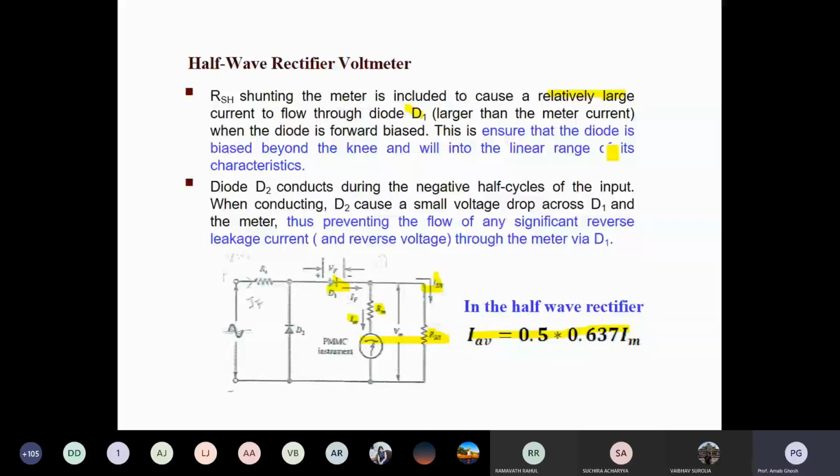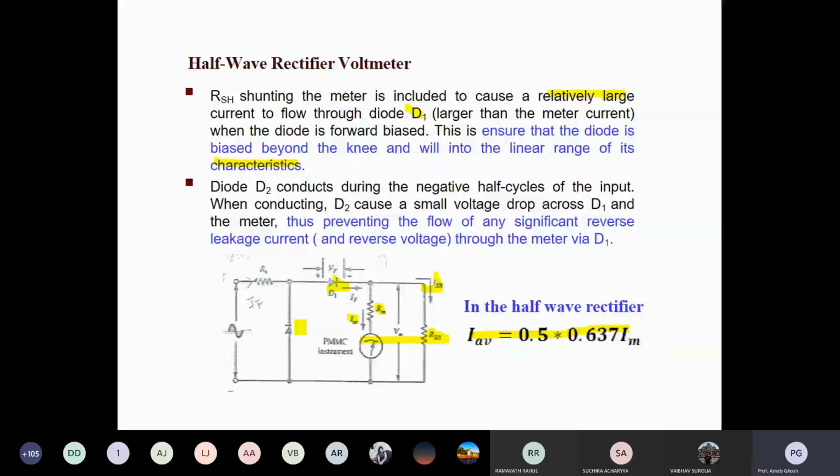Okay, simple thing. The diode D2 conducts during the negative half cycle. For the positive half cycle, this diode will be turned on, it will be operated. For the negative half cycle, definitely this diode D1 will be in reverse bias. So which will conduct? Diode D2 will be forward biased and it will circulate that current.